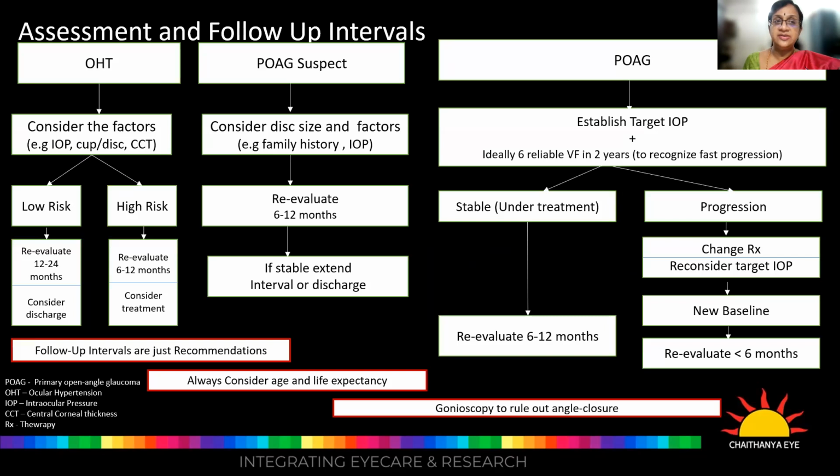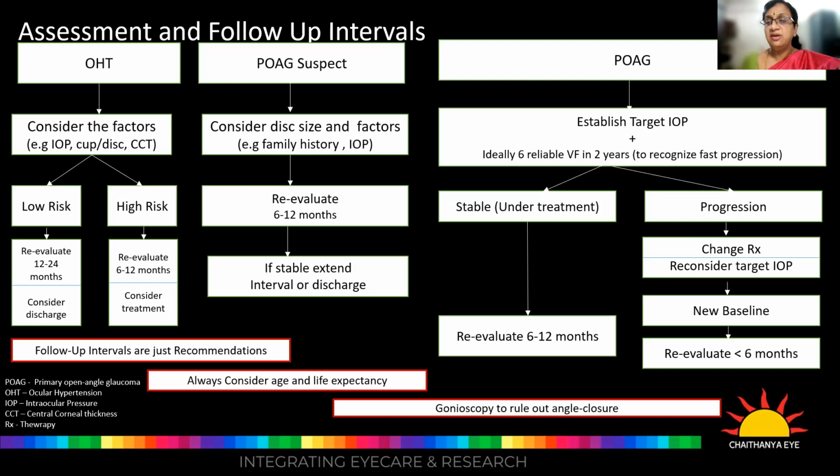Follow-up of ocular hypertensives: you have to stratify into low risk and high risk, and re-evaluate the low risk at 12 to 24 month intervals, the high risk at 6 to 12 month intervals, and consider treatment when indicated. A POAG suspect, you can re-evaluate 6 to 12 monthly. And an established POAG, you have to establish the target intraocular pressure. And if stable, re-evaluate again in a 6 to 12 month period.